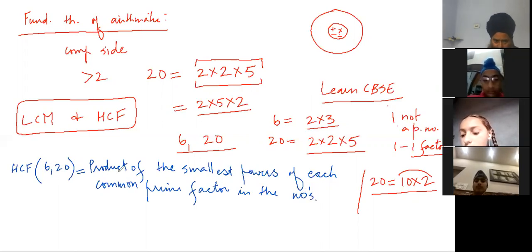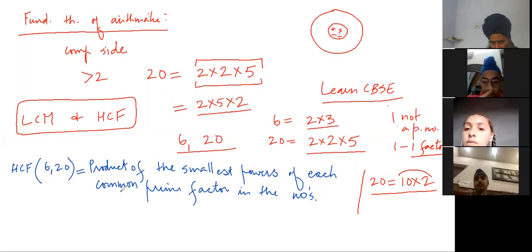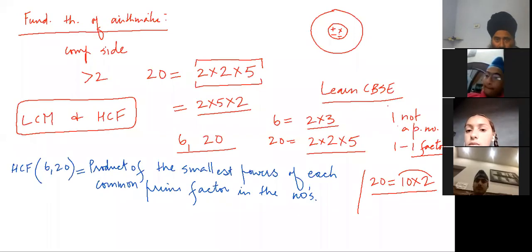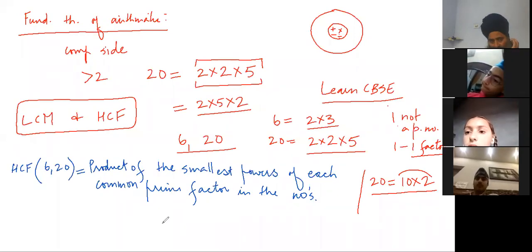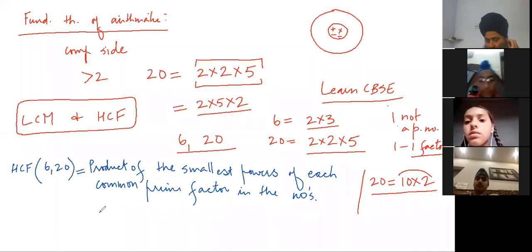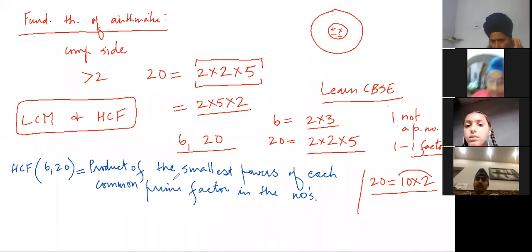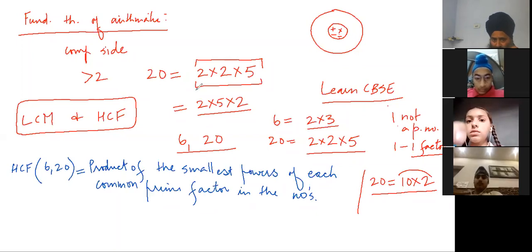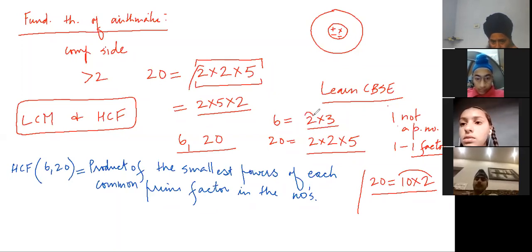Once again, what is HCF? Product of the smallest powers of each common prime factor in the numbers. Okay, let's see what it means. Now, when we want to find out the HCF of 6 and 20, what is the product of the smallest powers of each common prime factor? Now, what are the prime factors? In this case, the common factor is just 2.